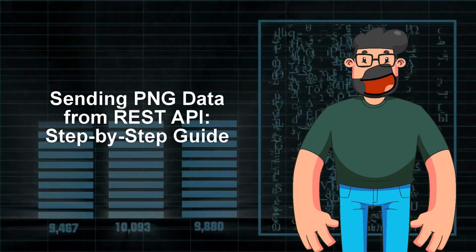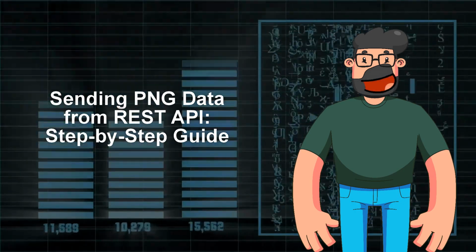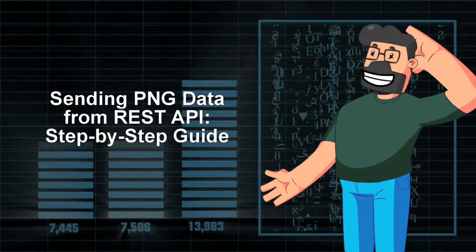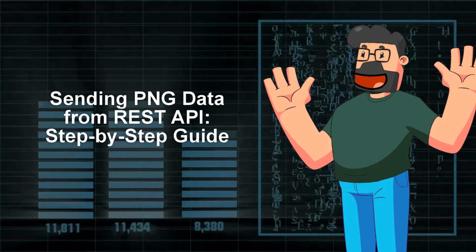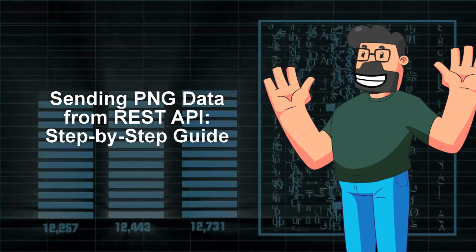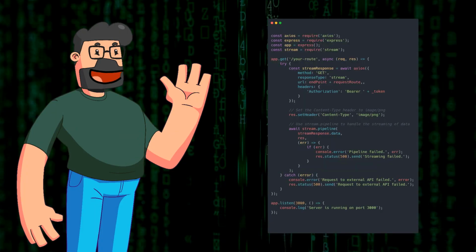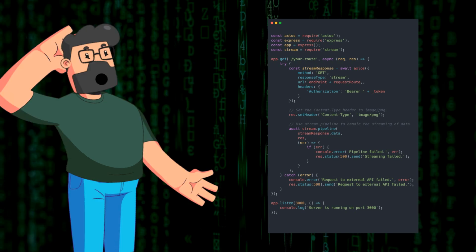The issue we're facing is related to handling PNG image data received from an external API in a Node.js application. The challenge is to send this image data as a response in our own API without having to save the image on our server. Now, diving into the solution provided earlier, we have a neat approach to address this problem.